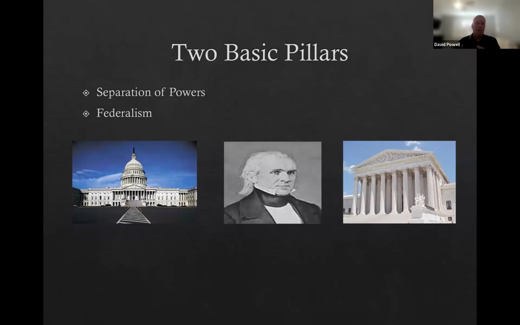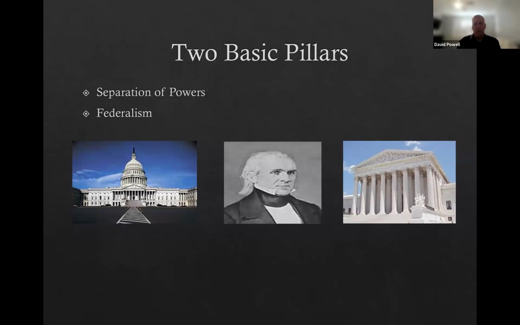So legislative, executive, and judicial branch. As we'll see in the Constitution, this speaks to Articles 1, 2, and 3 of the Constitution. Article 1 dealt with the legislature. Article 2 dealt with the executive, the presidency, and Article 3 dealt with the Supreme Court as the sole representative of the judiciary at the time.